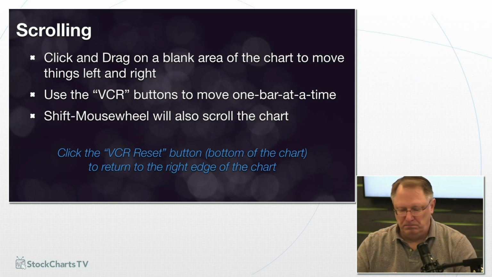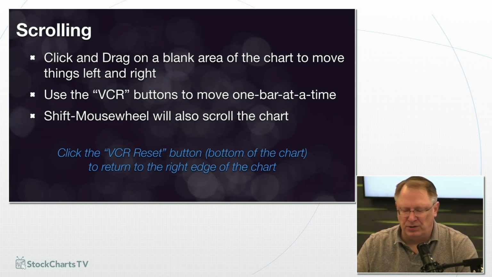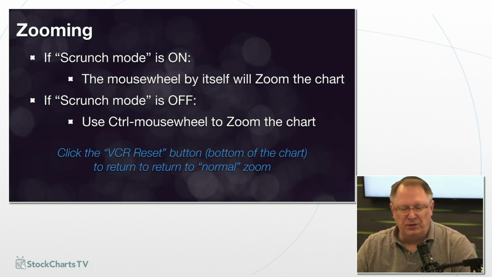Now in scrolling, just remember all the time, it's always true that Shift and the mouse wheel will scroll you back and forth as well. So you can use your mouse wheel to scroll in addition to clicking and dragging. I'll demonstrate that too. Zooming is the other part of it. Zooming is not scrolling, but zooming is when you go in or go out and you get lots of bars or not a whole lot of bars, and so on and so forth.